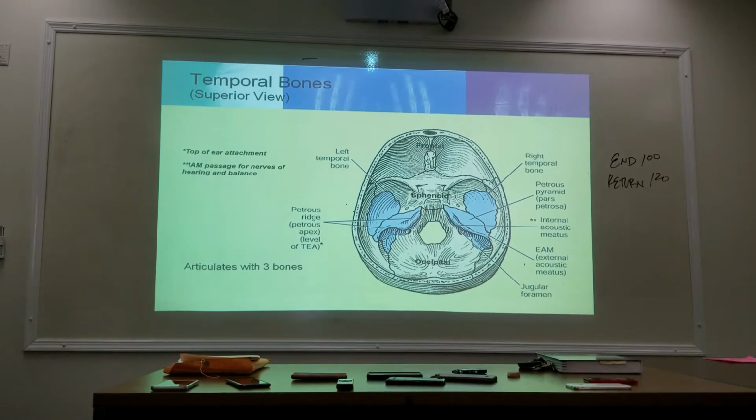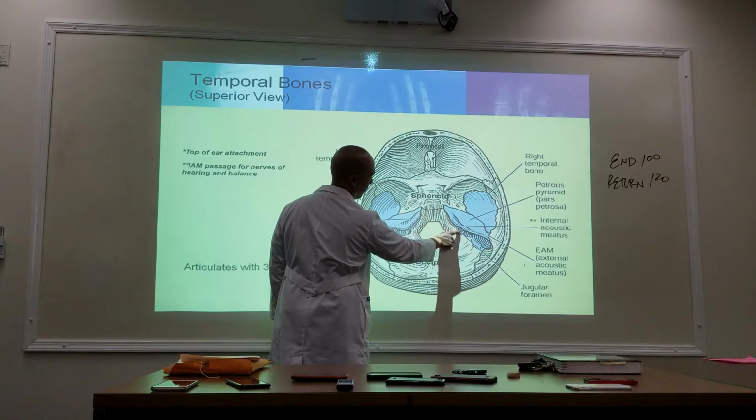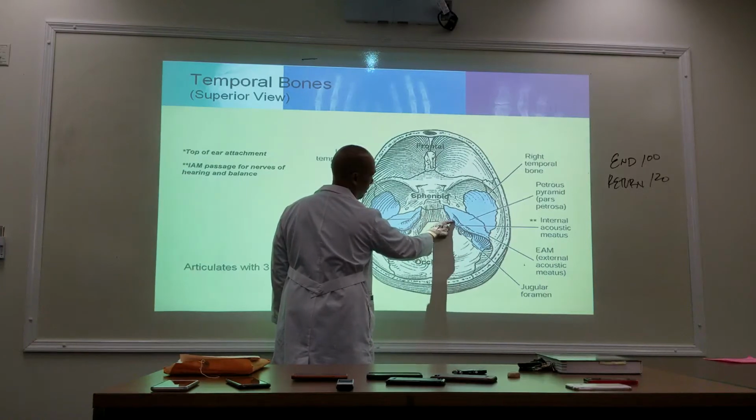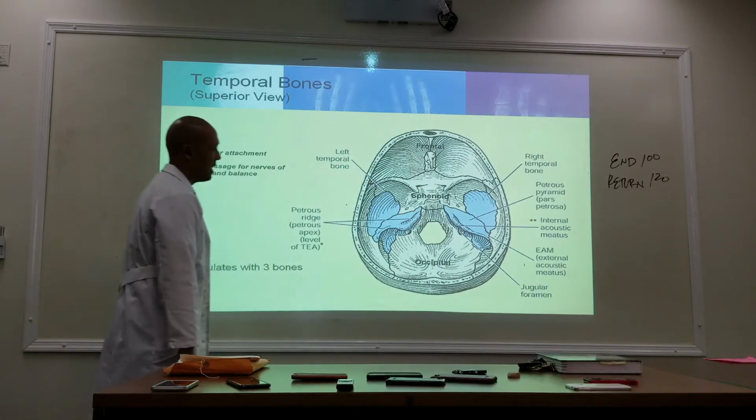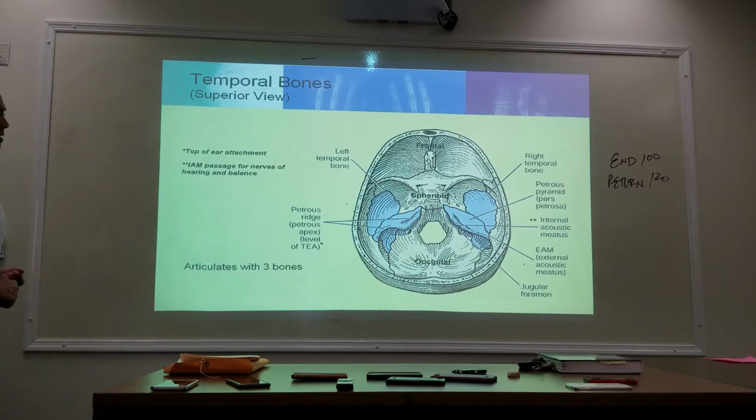Let's see here, right side. So there we have again the petrous pyramids or the pars petrosa. And this is where you're going to find this canal right here. This is the internal acoustic meatus, or the inner ear, IAM, as opposed to the EAM, which is on the outside. And then you have little openings or holes there.